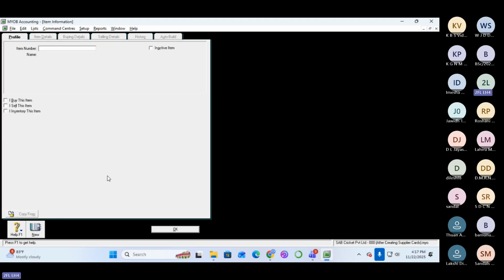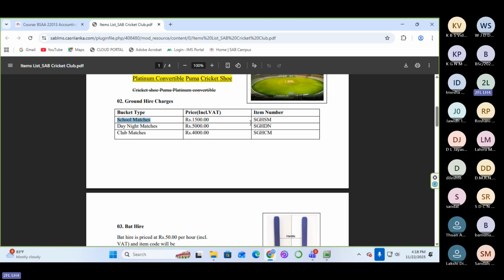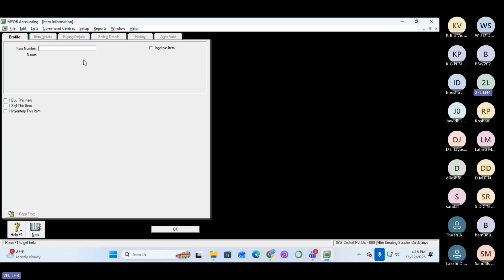Now I'm going to create the second item under the ground hire charges. I enter the item code, right? Item number, and press tab. Now, I'm going to teach you an easy method of creating items when you are given so many items under the same type, right? Even though in the class I have given only 3 items from one category, practically you will be getting 100, 200 items under a similar category, not in the examination, I mean in the real company.